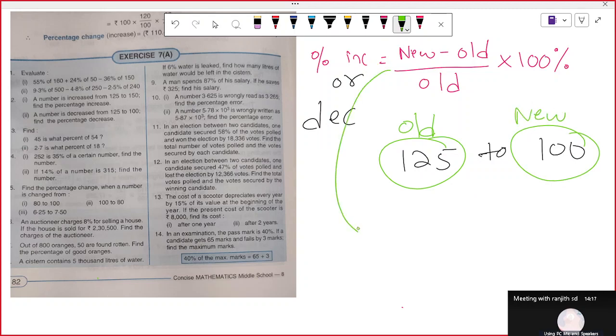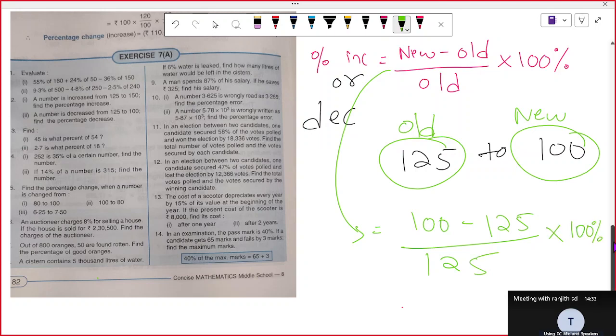So according to the formula, write the formula first. New value: what's the new value? 100 minus 125, so 25 by 125, into 100.